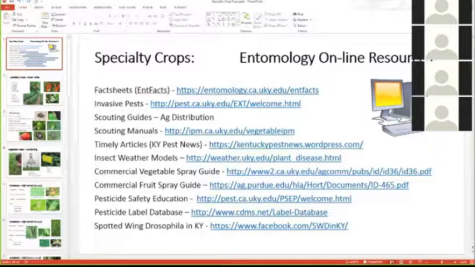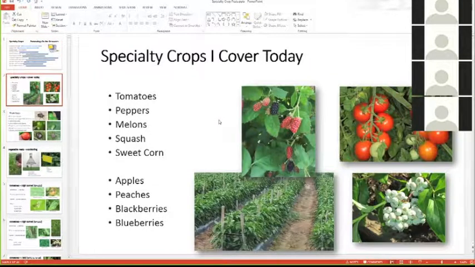And lastly, for spotted wing Drosophila, which I'll be referring to, we have a Facebook site to keep up with that pest. So the specialty crops I want to cover today, I can't cover everything. Tomatoes, peppers, melons, squash, and sweet corn in the vegetable group, apples, peaches, blackberries, and blueberries in the fruit group.